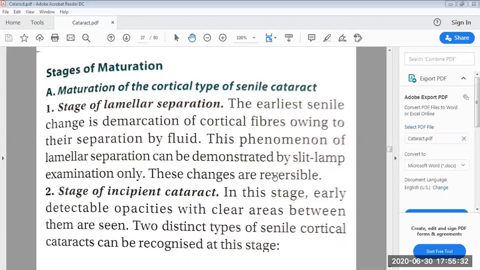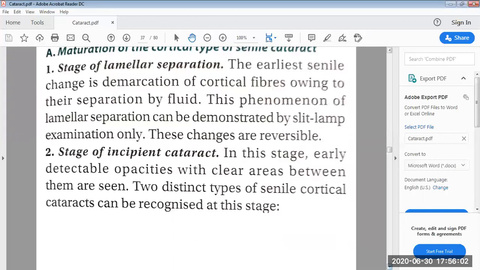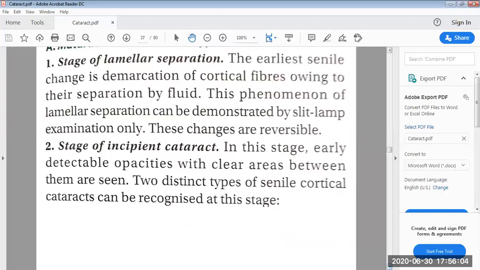The first stage is the stage of lamellar separation. The earliest senile change is demarcation of cortical fibers owing to their separation by fluid. This phenomenon of lamellar separation can be demonstrated by slit lamp examination only. These changes are reversible. Then the second stage is the stage of incipient cataract. In this stage, the early detectable opacities with clear areas between them are seen.